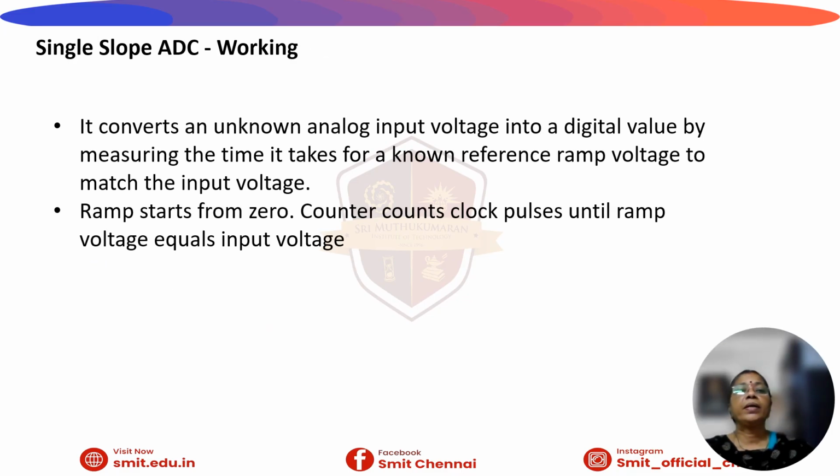It converts an analog input voltage to a digital value by measuring the time it takes for a known reference ramp voltage to match the input voltage. The ramp starts from 0. The counter counts the number of clock pulses until the ramp voltage equals the input voltage.